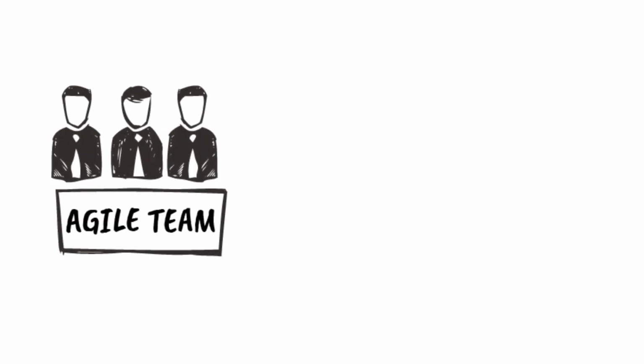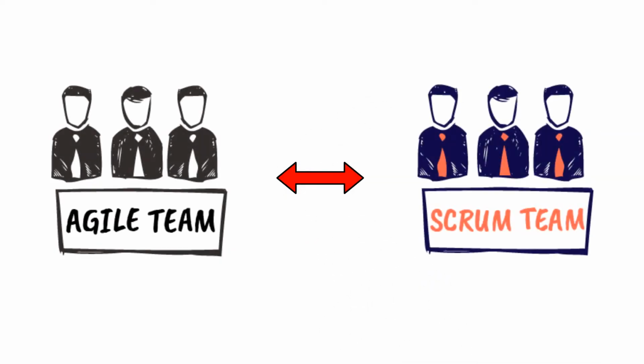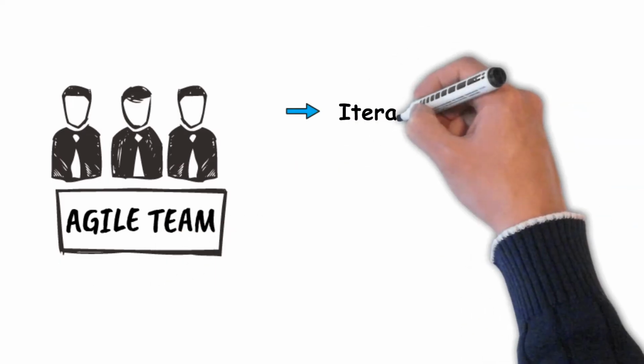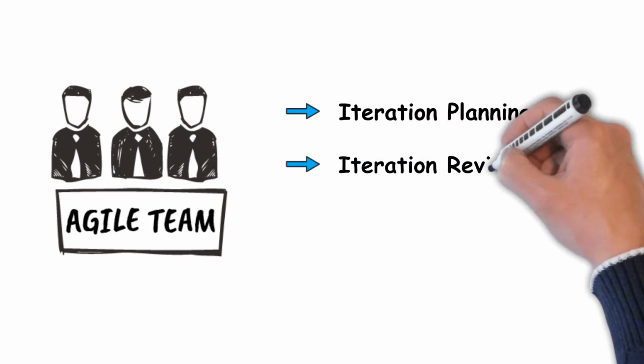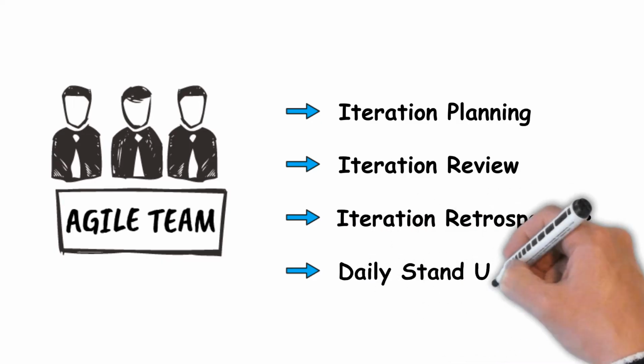Agile teams use similar elements at the team level, identical to a Scrum team. However, the names of events are different because SAFe calls sprint an iteration. So you will see iteration planning, iteration review, and retrospective. Daily Scrum is also called daily stand-up.